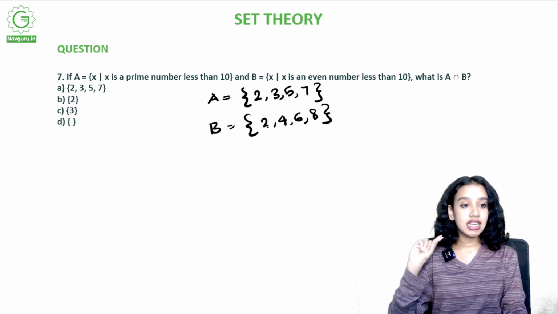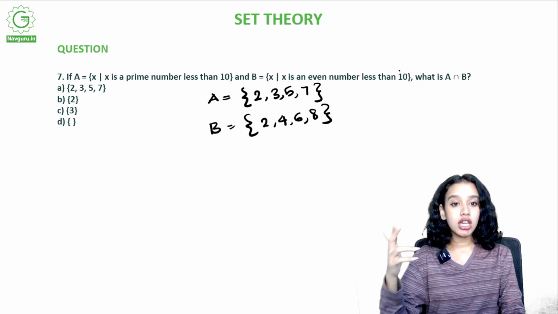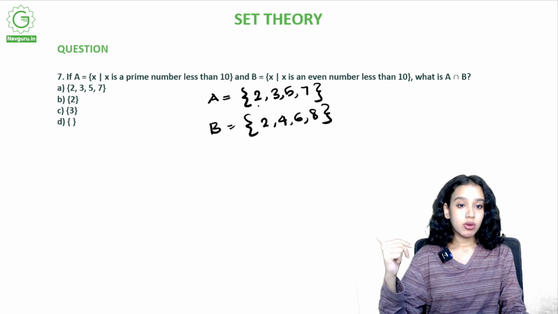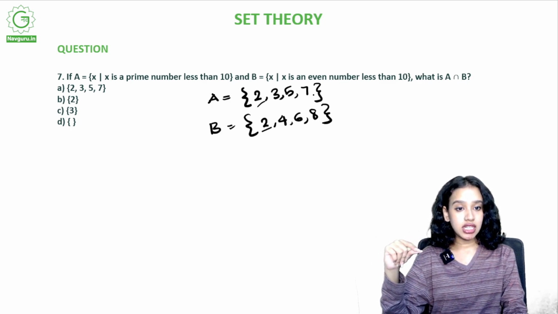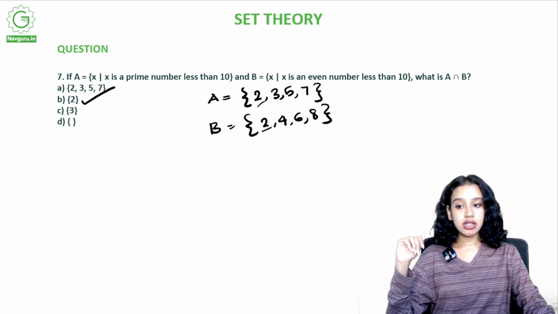Now what is A intersection B? A intersection B means what are common in both A and B? We have 2 common here and 3, 5, 7, no. So 2 is the answer for this question.